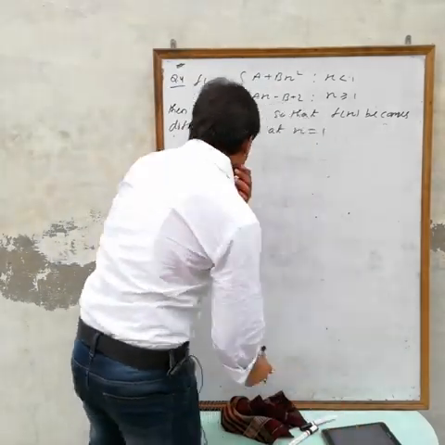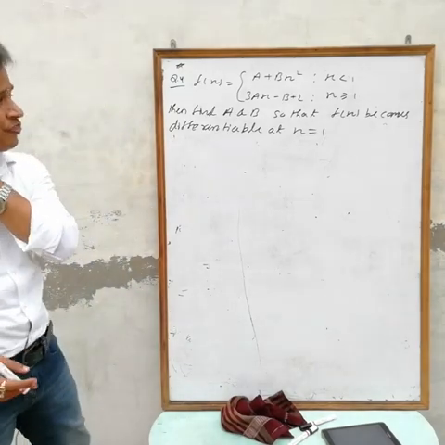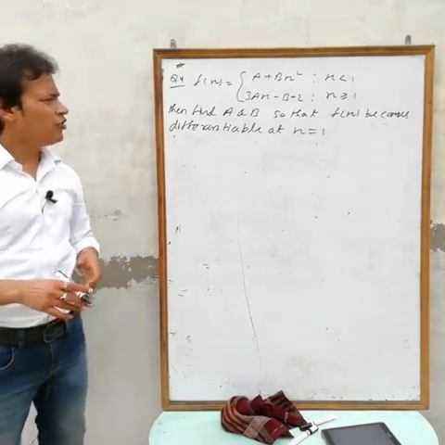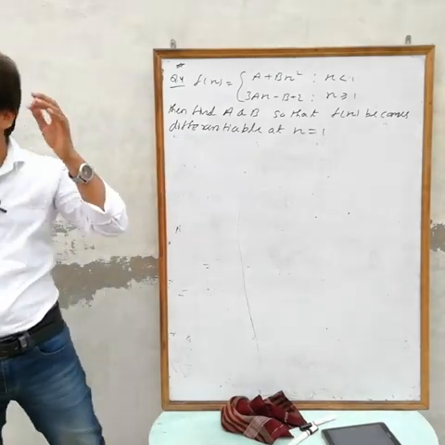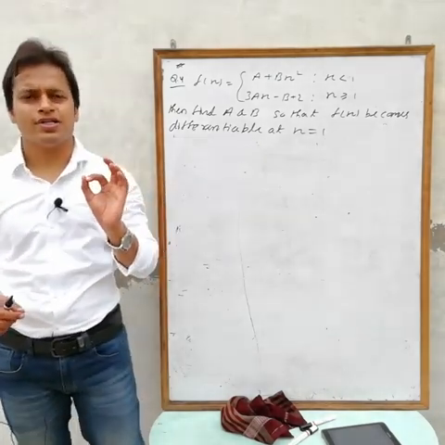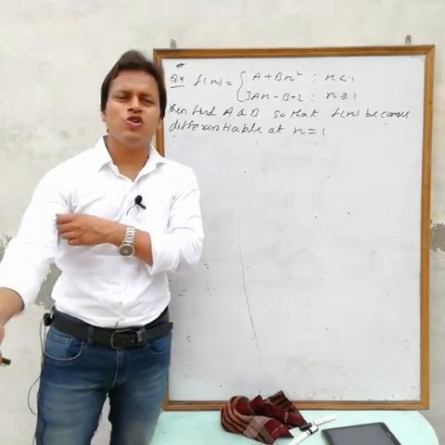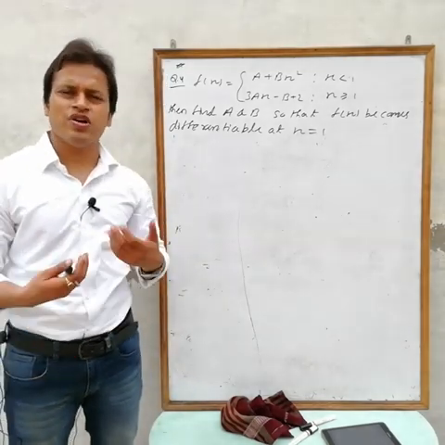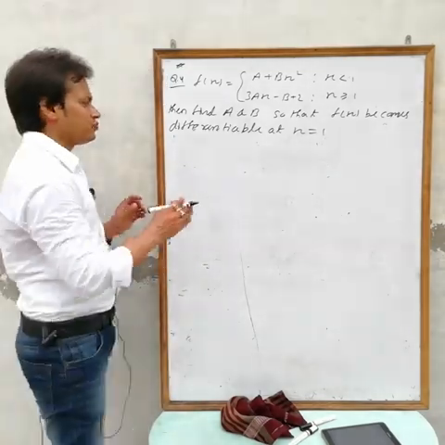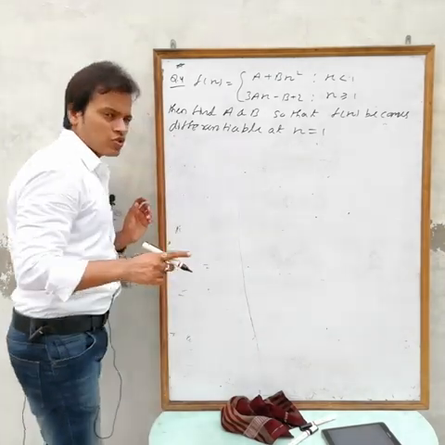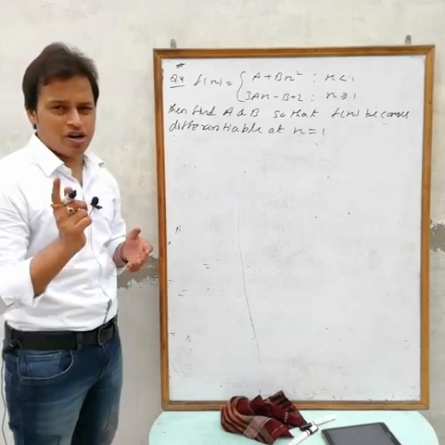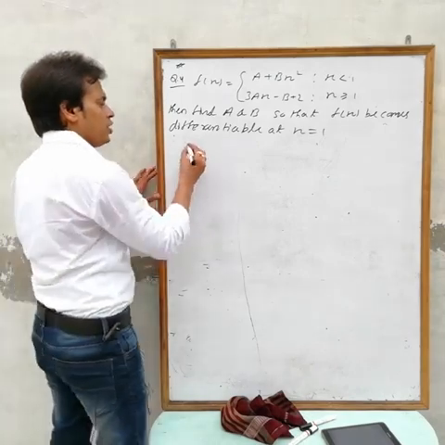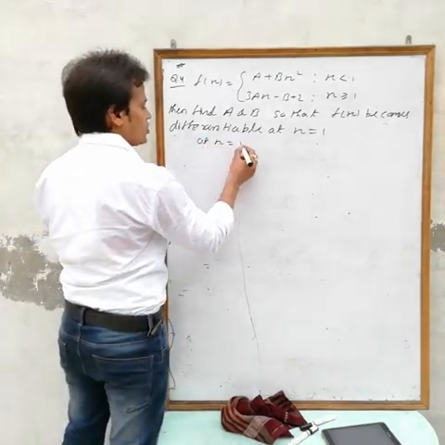Okay, again for this one I have two methods. See, it is given to find the value of a and b so that f(x) becomes differentiable at x equals to 1. A function becomes differentiable if LHD is equals to RHD. So, just find LHD and RHD at x equals to 1. LHD equals to RHD and equals to finite also, that is the condition. Okay, a derivative can't be infinite at any point. So, at x equals to 1.